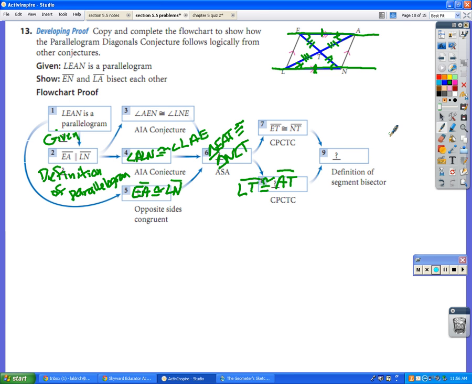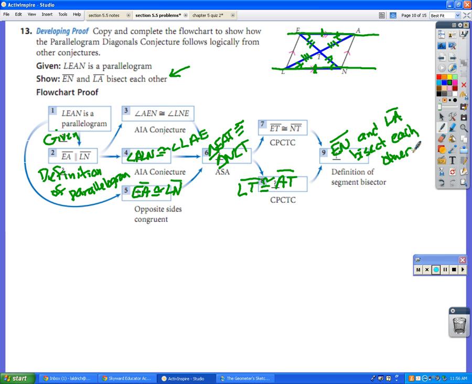Okay? And then that leads us to the thing that we were trying to show, which was the last conjecture that we discovered yesterday, which is that the diagonals of a parallelogram bisect each other. Okay? So the last thing we would write is always what we're trying to prove in the first place. And in this case, that's that segment EN and segment LA bisect each other.